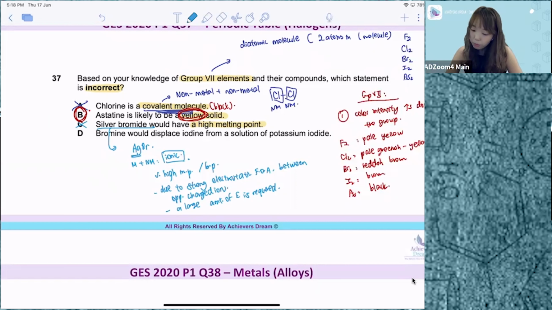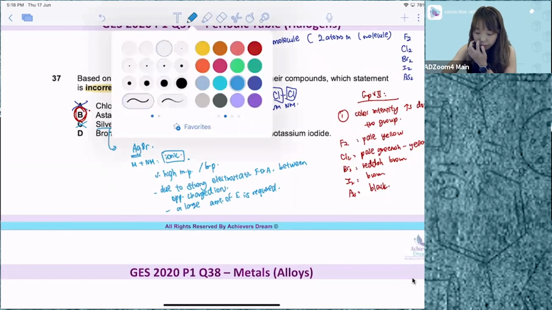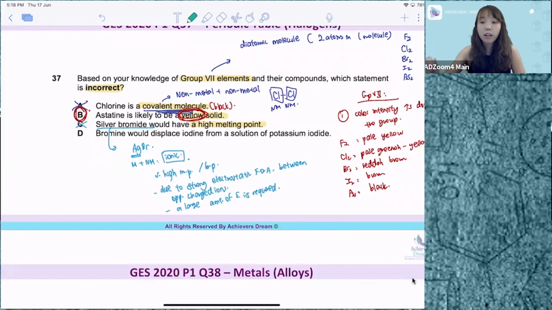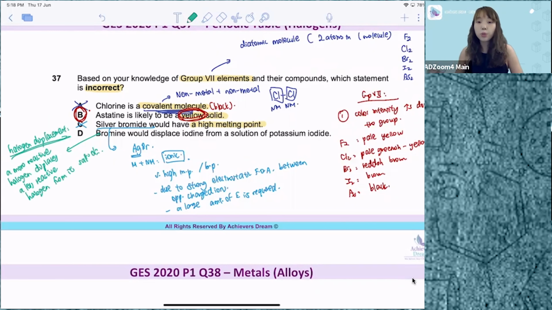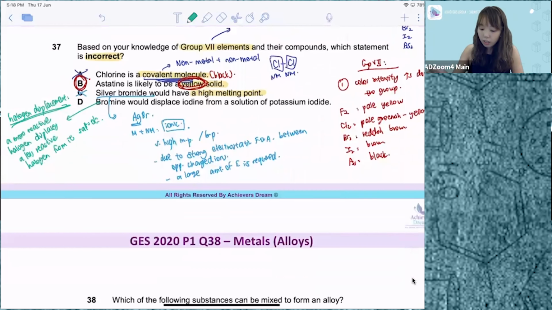Then for option D, bromine would displace iodine from a solution of potassium iodide. The concept they are testing here is halogen displacement. Halogen displacement works in the same way as metal displacement, whereby a more reactive halogen displaces a less reactive halogen from its salt solution. So you need to know the reactivity of your group 7 elements.